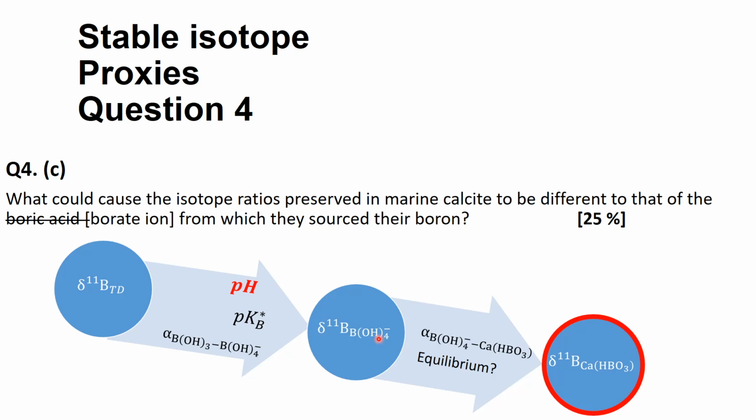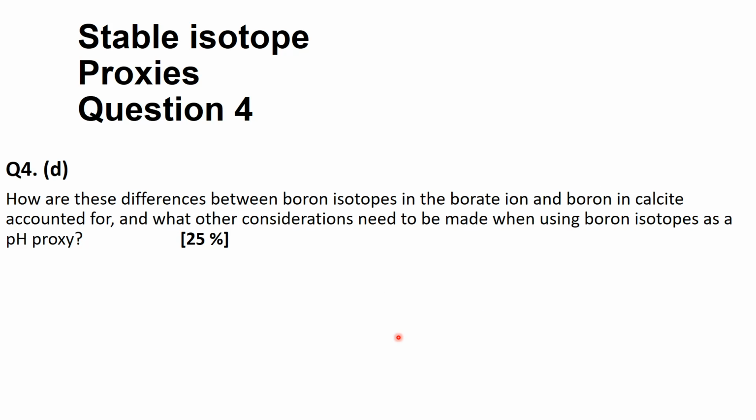So what we're really looking for is some kind of fractionation factor between the two boron-bearing species here, in this case the borate ion and the boron bound in carbonate, and an assumption that fractionation is in isotope equilibrium, which it is of course not. So you could have gone into discussing isotopic equilibrium, what we do about that, and whatnot. And that's really what the last part of this is about.